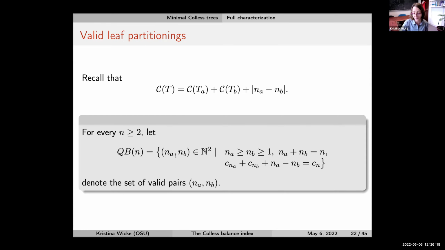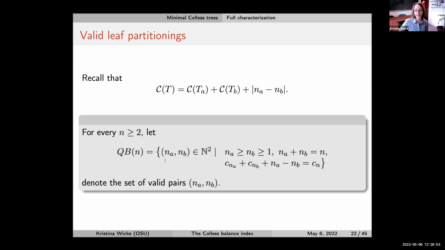Okay, so for every n at least 2, we let QB of n denote the set of all pairs nA and nB, such that nA is at least as big as nB, and nB is at least 1, nA plus nB sum up to n, and such that, and this is the important part, the corresponding Colless index we get for n leaves, if we sum up the minimal one for nA plus the minimal one for nB plus nA minus nB, gives the minimum on n leaves. So we denote all pairs nA and nB that satisfy this criterion a valid pair.